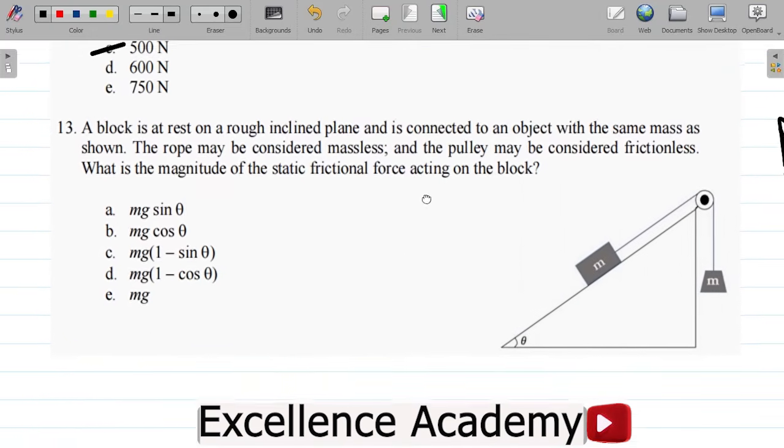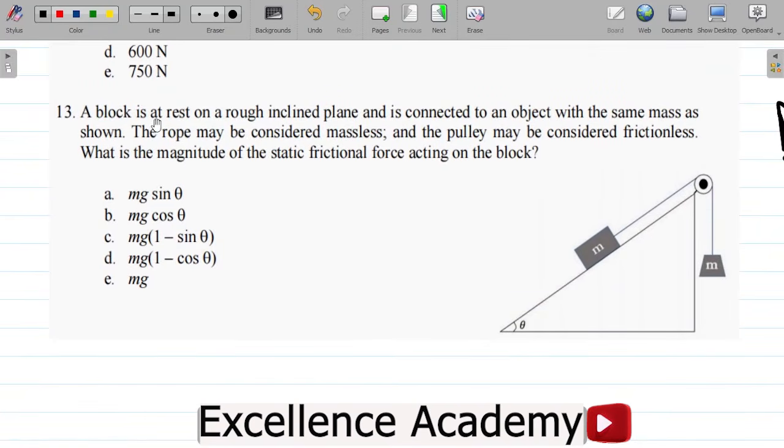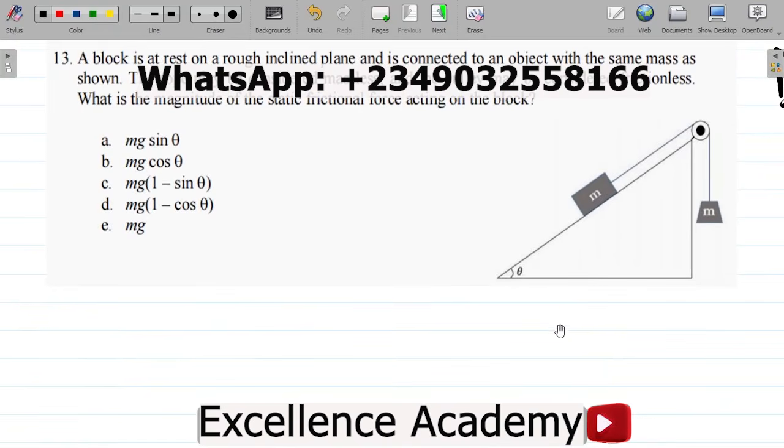All right, guys. So question 13, as usual for you, says a block is at rest on a rough inclined plane and is connected to an object with the same mass as shown. This one here. The rope may be considered massless and the pulley may be considered frictionless. What is the magnitude of the static frictional force acting on the block? So if you can solve this question, leave your answer in the comment section. We already revised this in our previous class, so you can check the playlist on mechanics. Go down the playlist, and you will see a video on this. Try to solve this question, leave your answer in the comment section, and I will tell you if you're correct or not, okay?